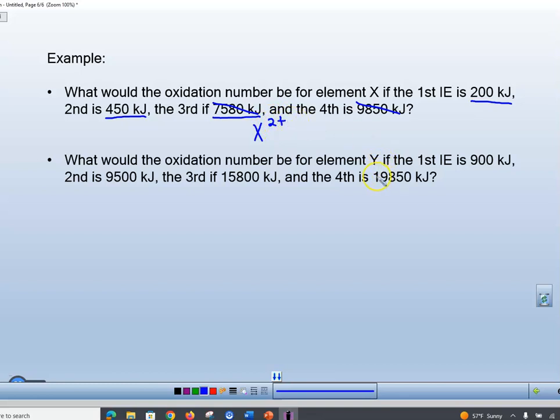Okay, so we use those numbers to see where that big jump happens, and after it, it's not going to happen. All right, let's look at element Y and see if we can predict its charge. 900 for 1, 9,500 for 2. Probably not going to happen. None of those after that is going to happen. So we're probably just going to lose the 1, and so that would just be a 1 positive. So then that's again how we use ionization energy.